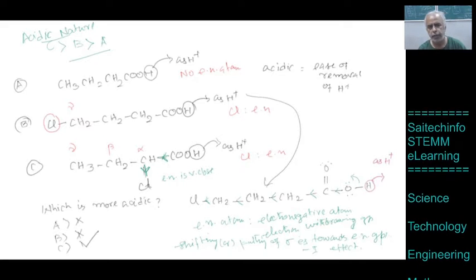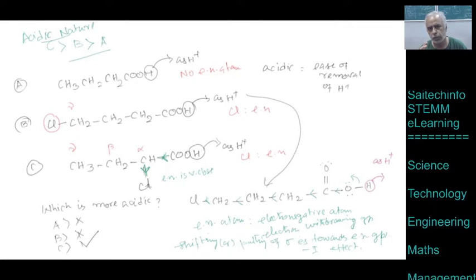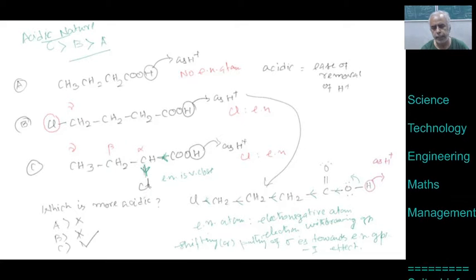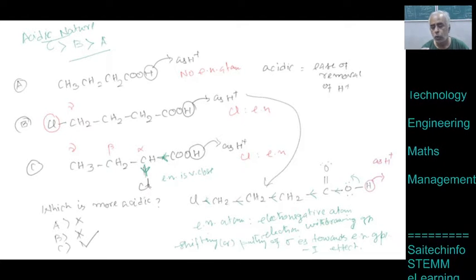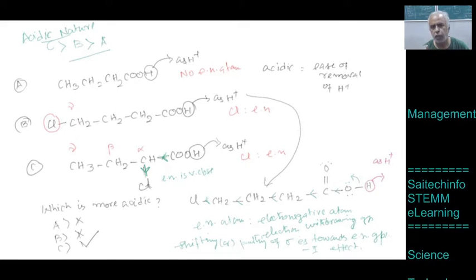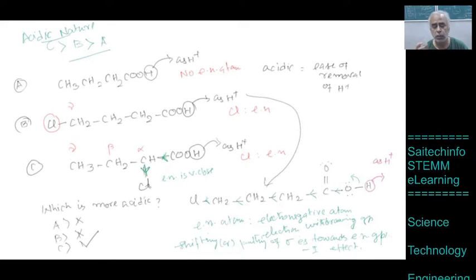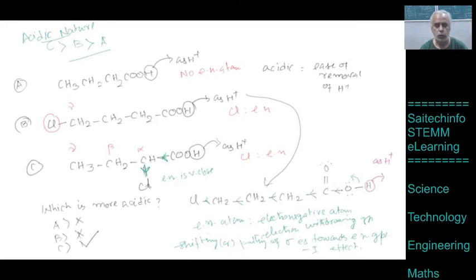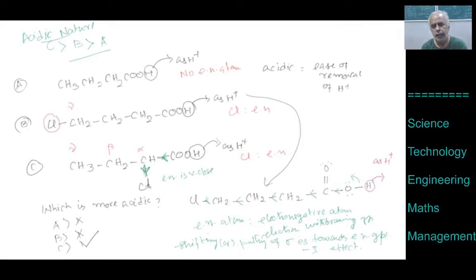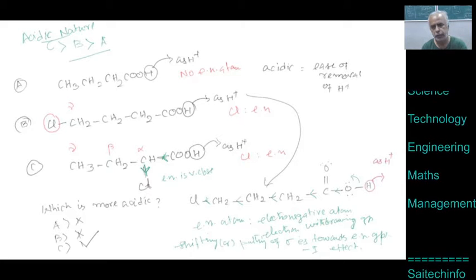When I say inductive effect, you should remember two key points. One is the presence of an electronegative atom and also its position. Next, the shifting of electron. What electron? Sigma electron. So these two will definitely occur, and that effect is called inductive effect.